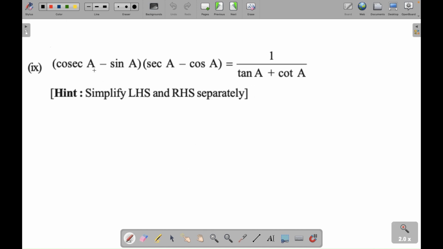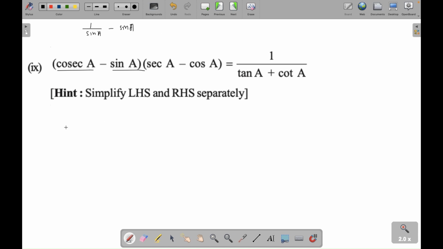Then we have cos A minus sin A times sec A minus cos A is equal to 1 upon tan A plus cot A. And it says simplify LHS and RHS separately. Right. So again, we have to come up with a middle ground and then solve both sides. So if I solve cos A minus sin A, again this should come to your mind that cos A is 1 upon sin A and then minus sin A. If I do this, I'll get 1 minus sin square A. So I can make that cos square A.